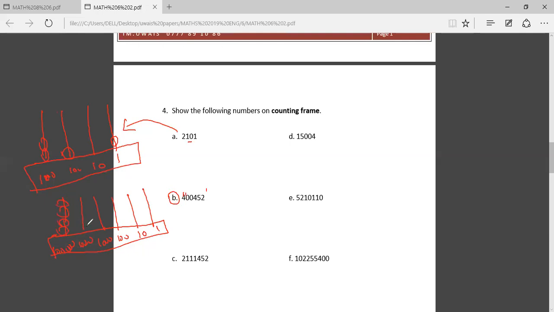1, 2, 3, 4. Second one, 0. Third one, 0. Next one, 4. Next one, 5. Last one, 2. Like this, you can draw the counting frame, isn't it?